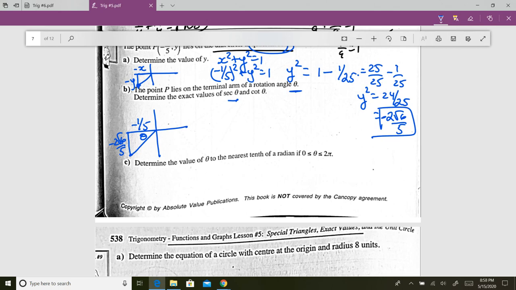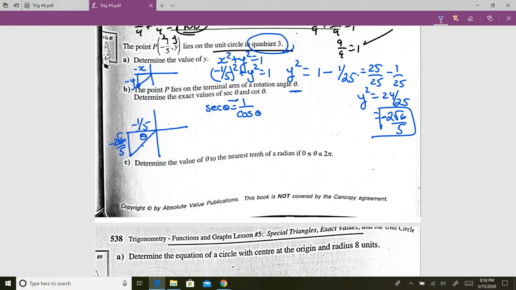All right, well, secant is 1 over cos theta. So what's cosine? Cosine is adjacent over hypotenuse. How do I find hypotenuse? Well, they said this was on the unit circle, so that has to be 1. So it's going to be 1 over negative 1/5 over 1, which if you basically you're just flipping that. So you're going to get secant theta is equal to negative 5.